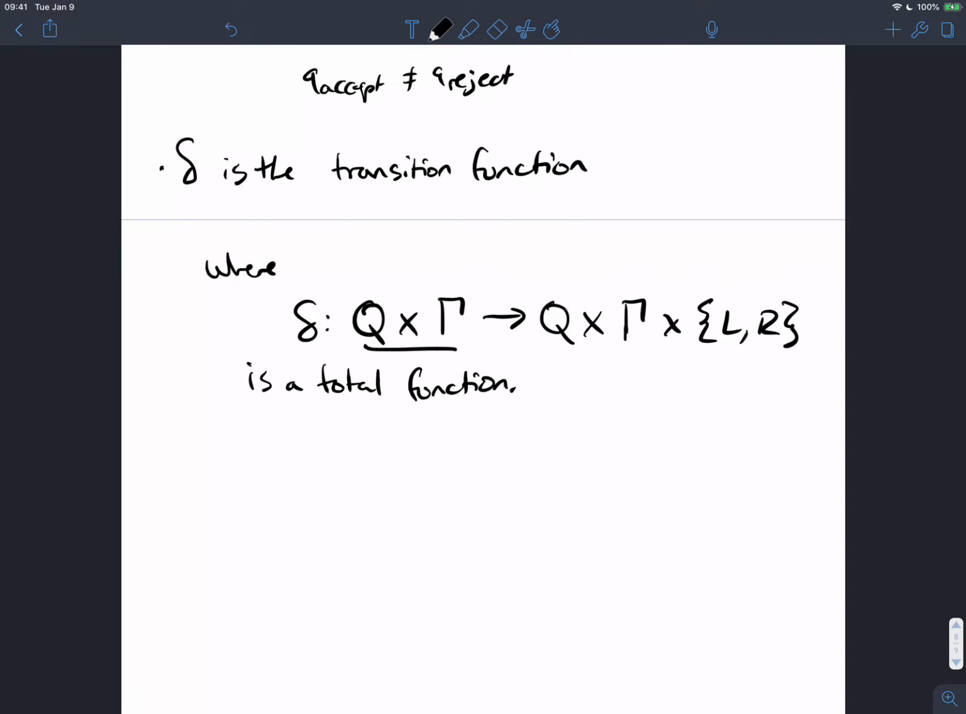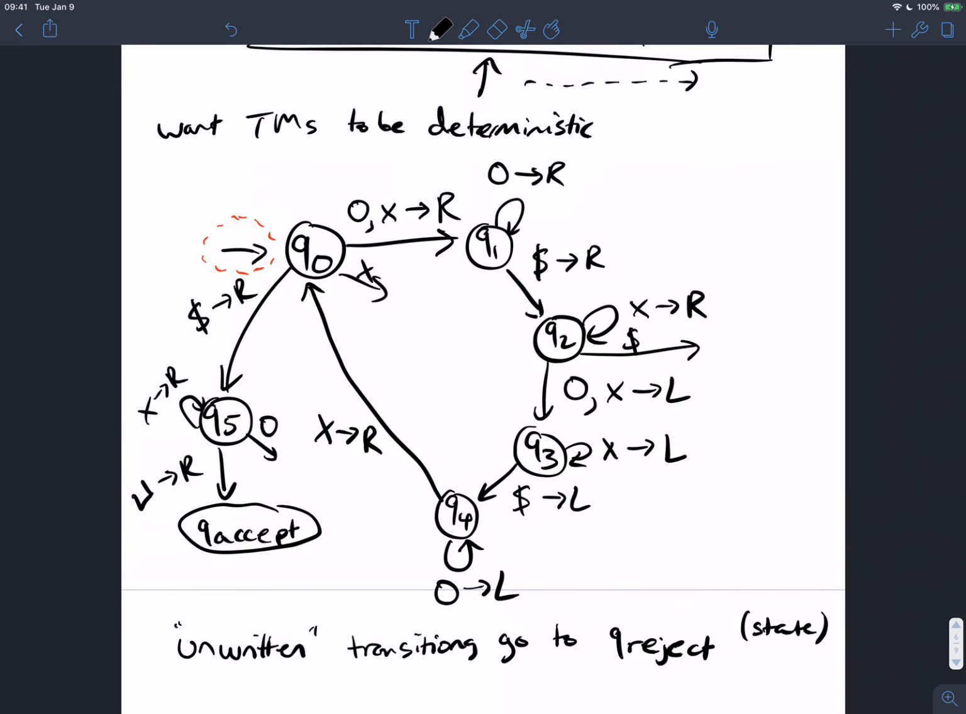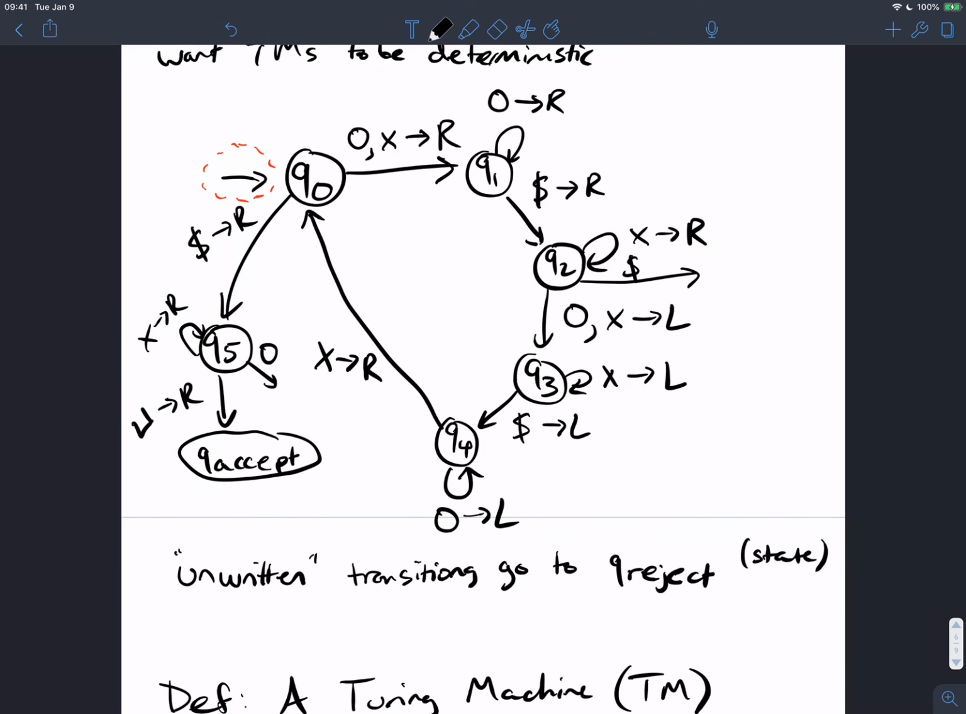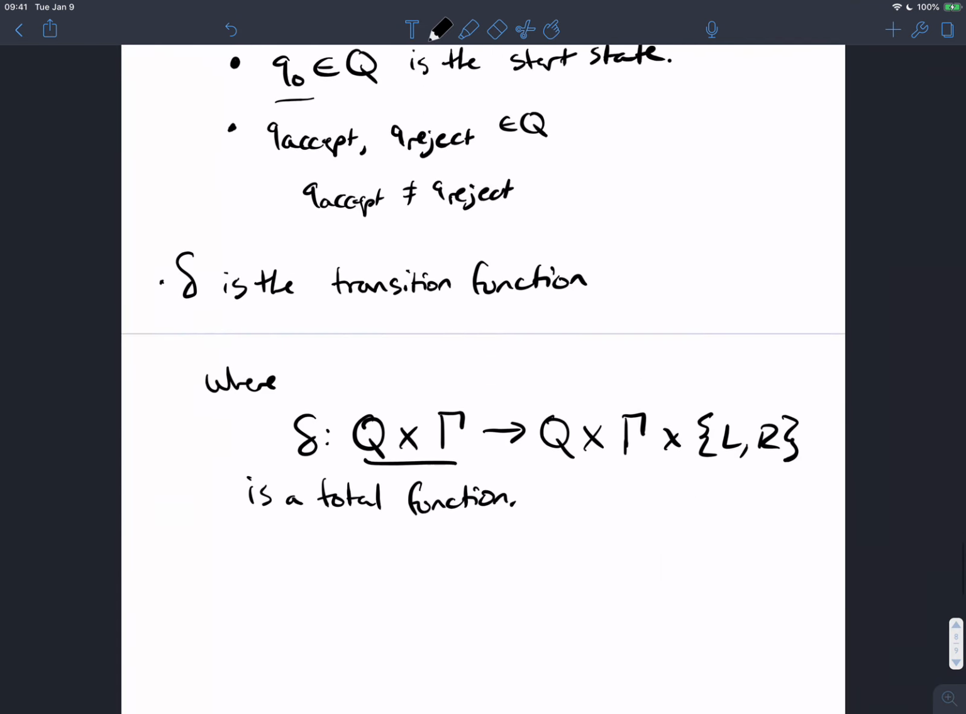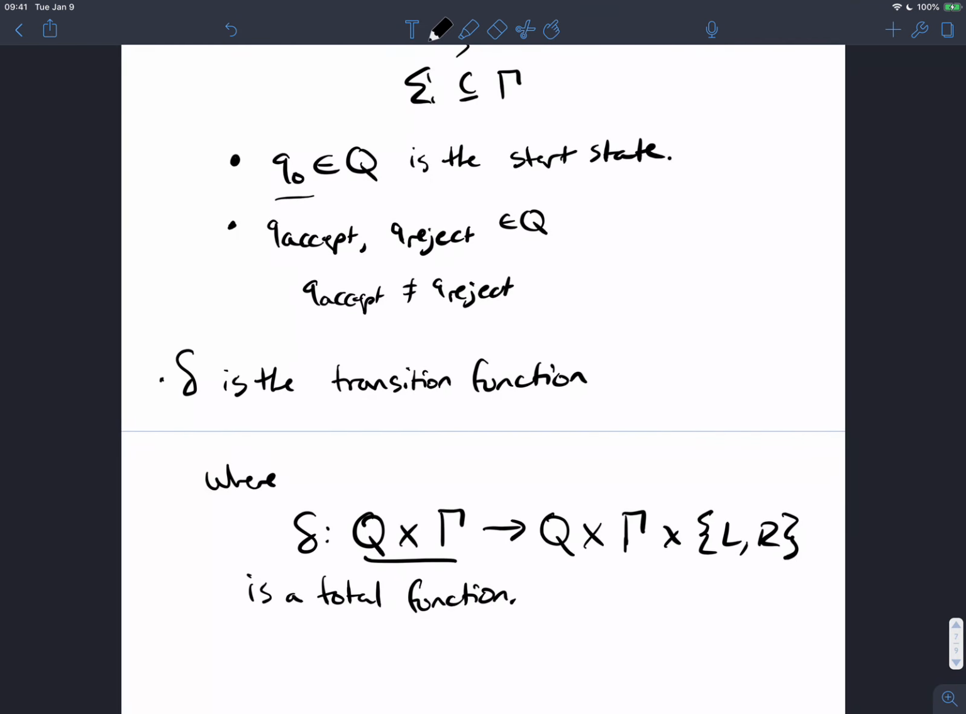Okay? If I had this diagram above with the missing transitions, is this a Turing machine? No, because the transition function is not, magic word, total. Good. Which means, if I have all the transitions in there, then it actually is a Turing machine. Any questions on that?